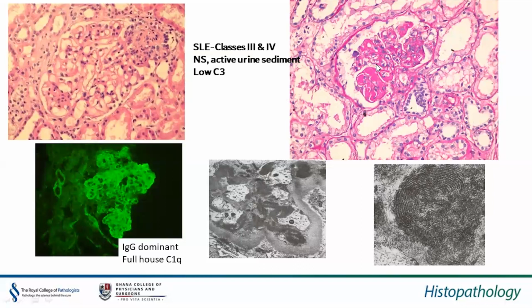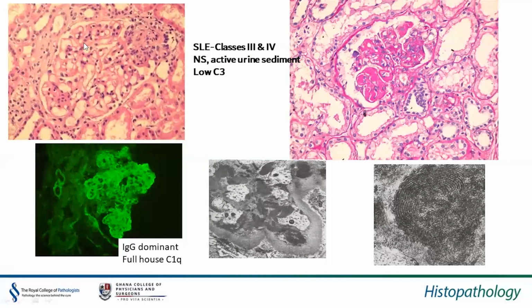So this is class 3, and this is class 4, in which you can get massive subendothelial deposits, and these massive subendothelial deposits can give rise to severe thickening of the capillary walls, forming these wire loops. Sometimes the deposits are so massive that they are cut in cross section and they look like thrombi. They look like hyaline thrombi within the capillary lumen. So this is a class 4 lupus nephritis.